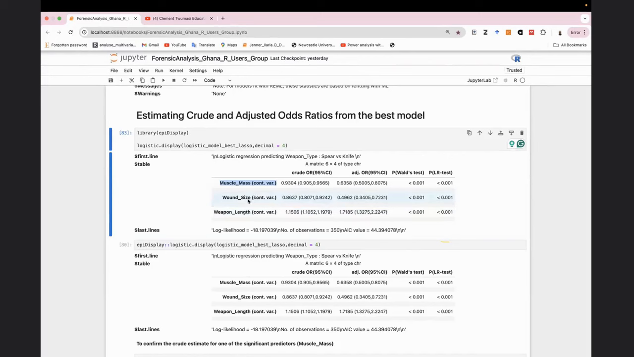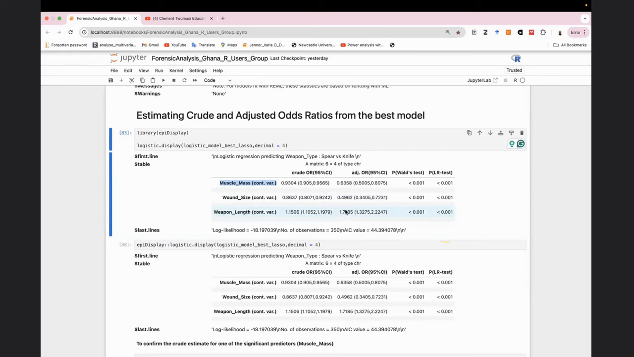So I'll rather say that, let me repeat it: higher wound size is associated with a 51% less chance that the weapon used was a spear. Okay. Now let's look at when I'm interpreting wound length when it is 1.7.